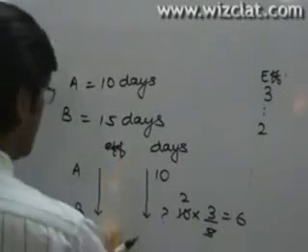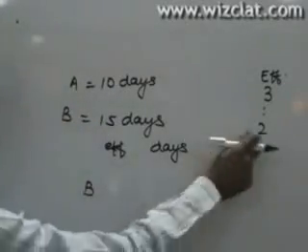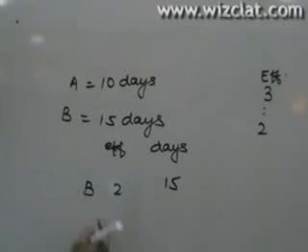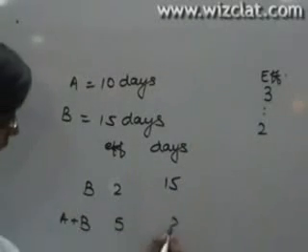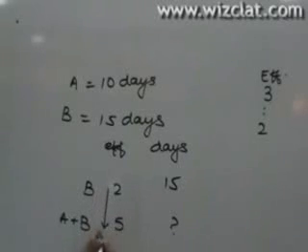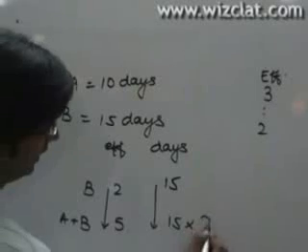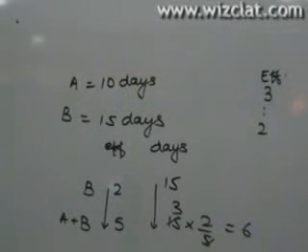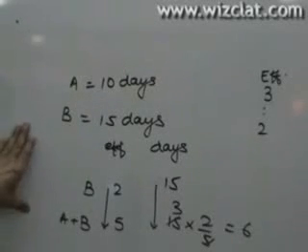Similarly, if I want to solve this question by using the value from B only, B, whose efficiency is 2, is taking 15 days to do the work. Therefore, together A and B, combined efficiency is 5, will take how many days? Efficiency has increased, so days are bound to decrease. 15 into 2 by 5 will give me the answer as 6 days. So you can see, once we know the basic approach, then we can apply it to any situation and try to get the answer.